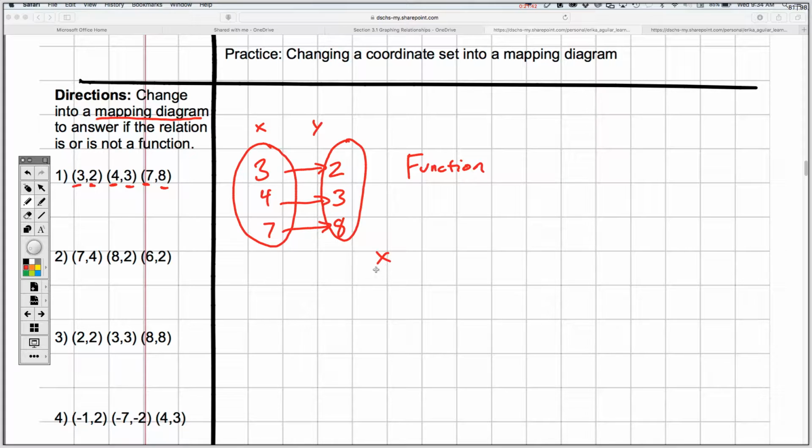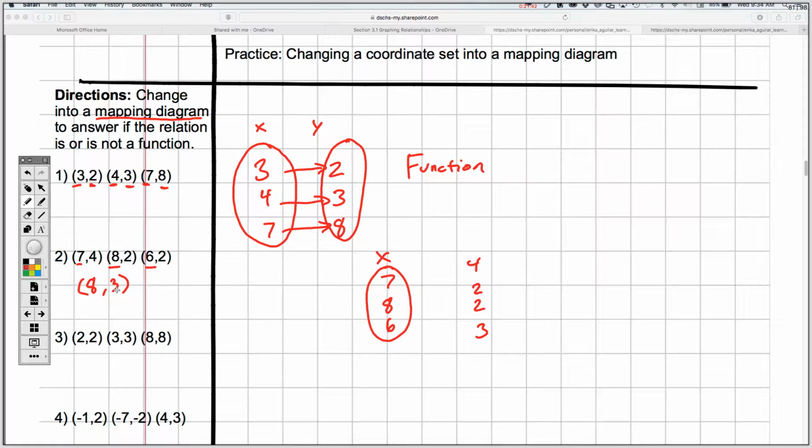Okay, next one. So we have X values 7, 8, and 6. Do any of them repeat? No. So we're going to write 7, 8, 6. Circle them. If it repeats, you still only write it one time. So here's an example. Don't write this. If I had 8, 3, I wouldn't write the 8 a second time, but I would write the 3 because it didn't repeat. So I would write 4, 2, 2, and then I would write the 3 also if that coordinate was there.